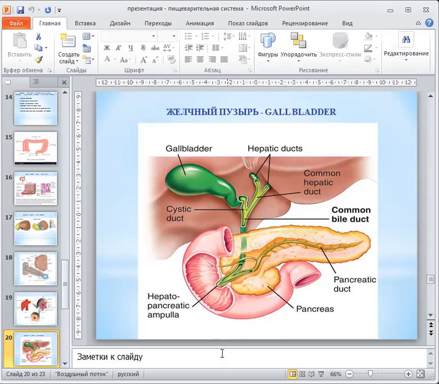The gallbladder is divided into a wide part, which is the bottom of the gallbladder, a middle part, which is the body of the gallbladder, and a tapering part, which is the neck of the gallbladder. The neck of the gallbladder becomes the common cystic duct.